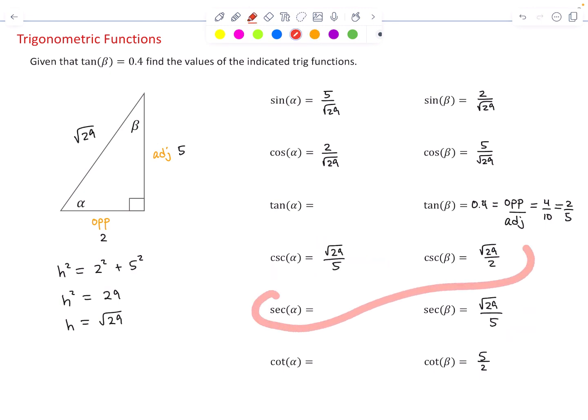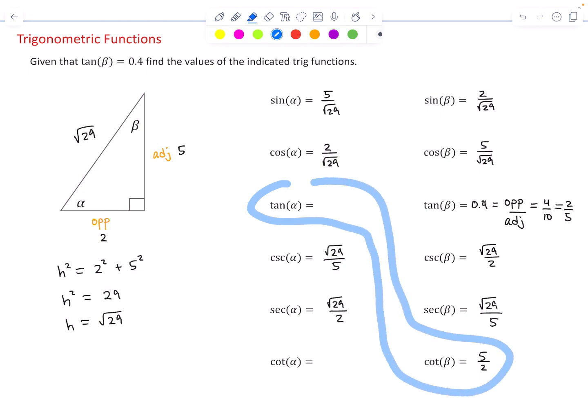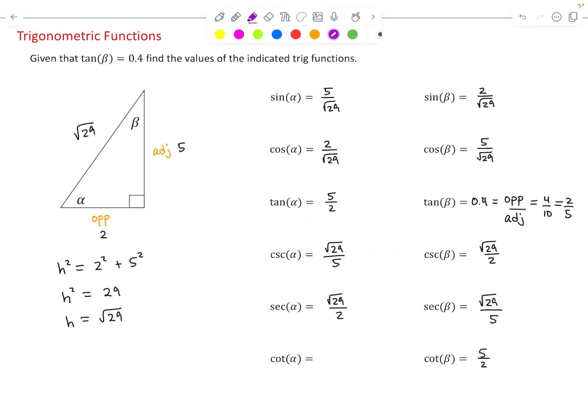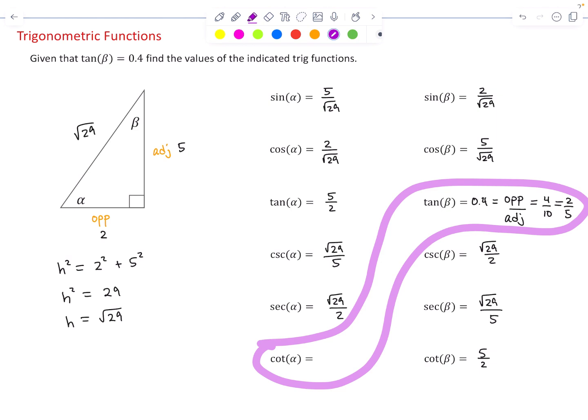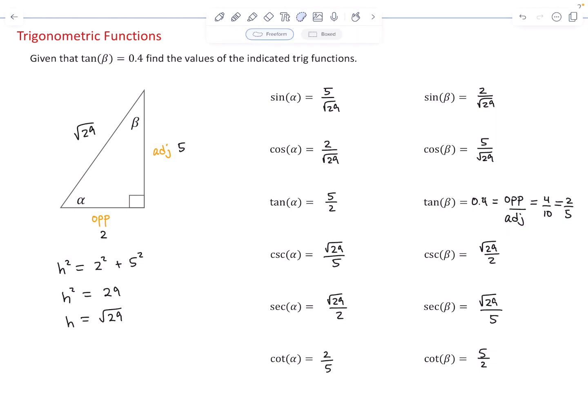The secant of alpha and the cosecant of beta should be the same. The tangent of alpha and the cotangent of beta should be the same. And finally, the cotangent of alpha and the tangent of beta should be the same. Of course, we can arrive at these 6 answers by using our reference triangle to the left.